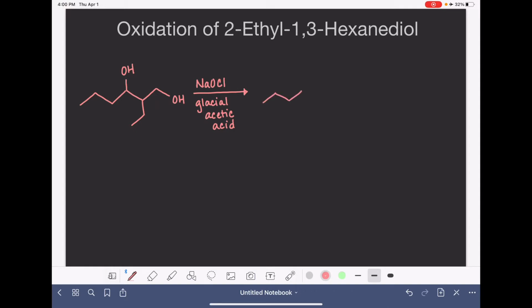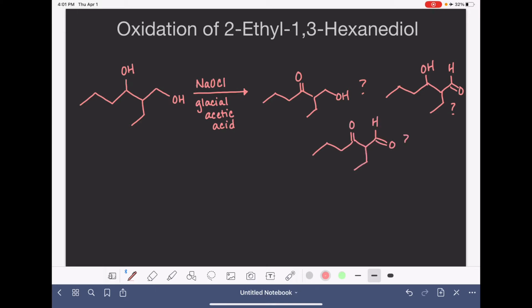So for example, perhaps only one of the OH groups gets oxidized, in which case this would give us this product right here. Or maybe, again, just one, but it's the terminal OH group, so that would give us this product right here. Or maybe both of the OH groups get oxidized, and so that would give us this right here. We're trying to figure out if we make just one of these or if we make some combination of these three different possible products.